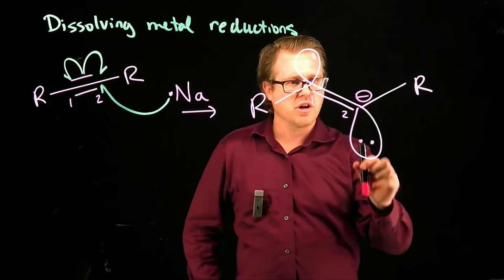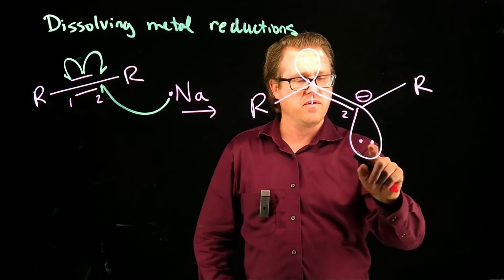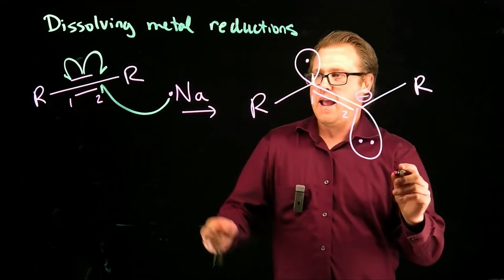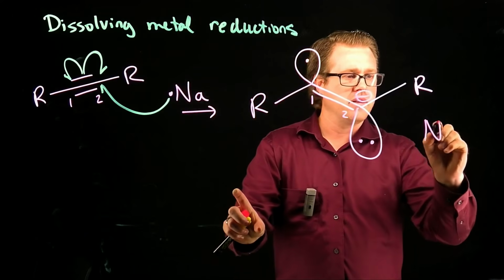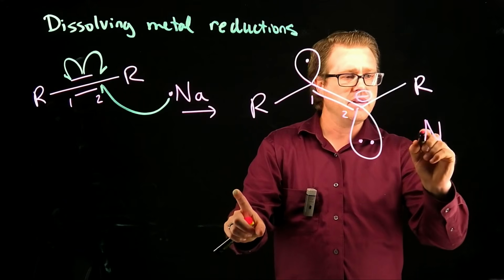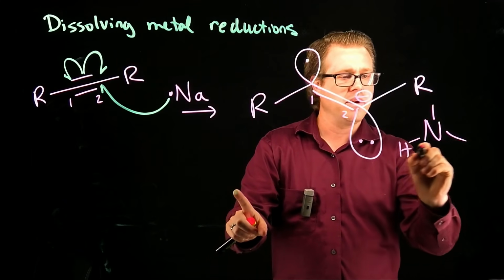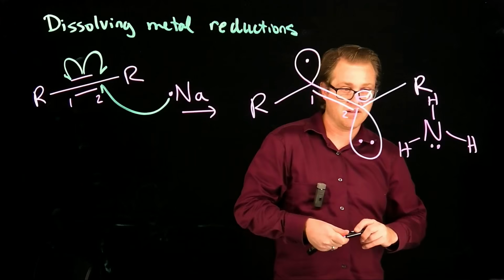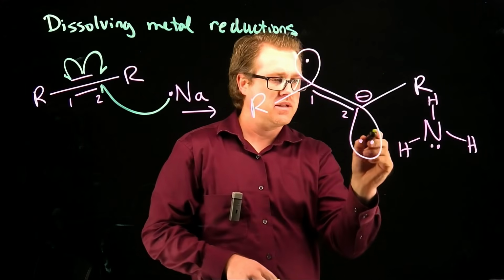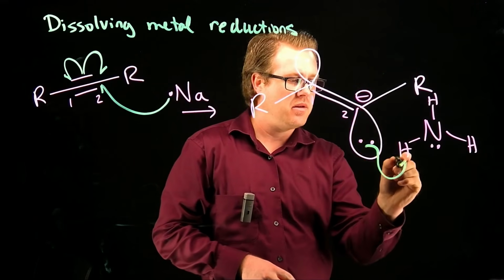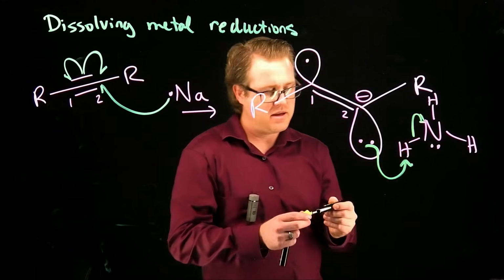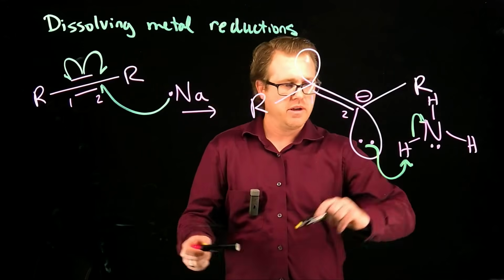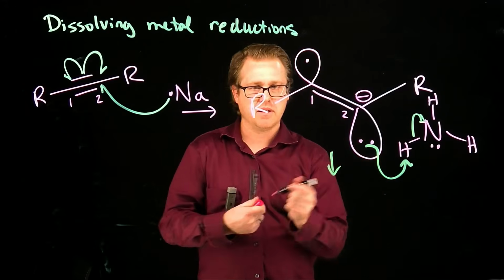Let's double check the formal charges here. 1, 2, 3, 4, 5. Yes, so that would be negatively charged. And so when we have sodium metal dissolved in liquid ammonia, our liquid ammonia is going to be our proton source. It's going to act as the acid here. So this lone pair right here is going to come and grab our hydrogen atom. So that's going to give us something that looks like this.